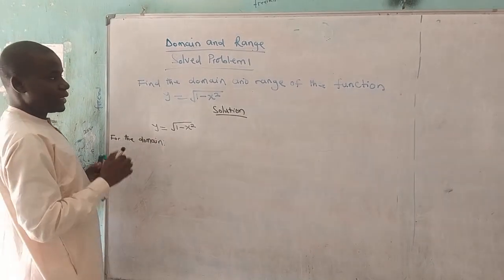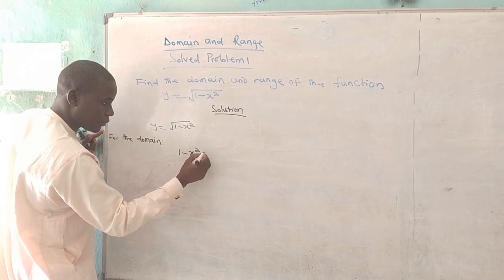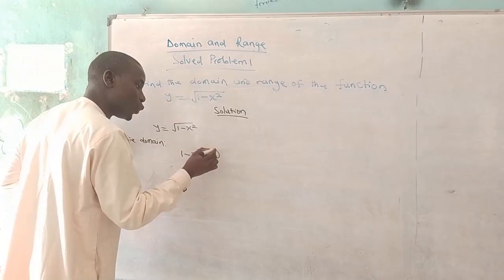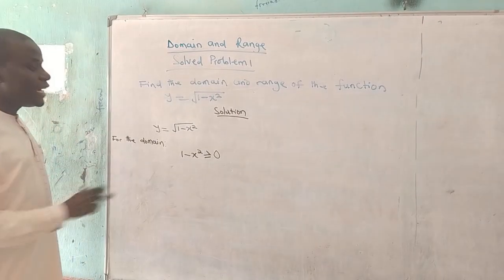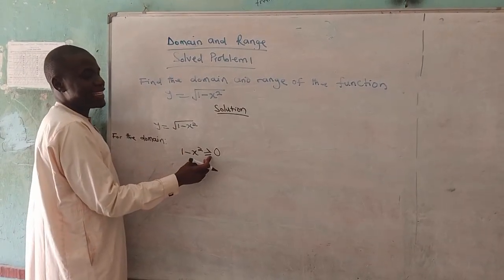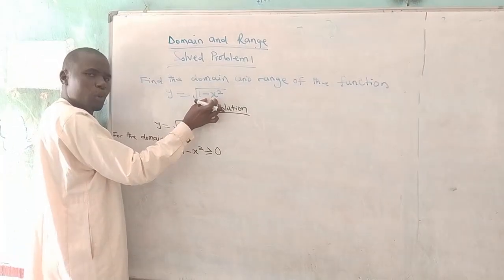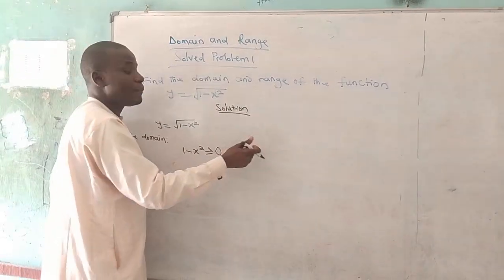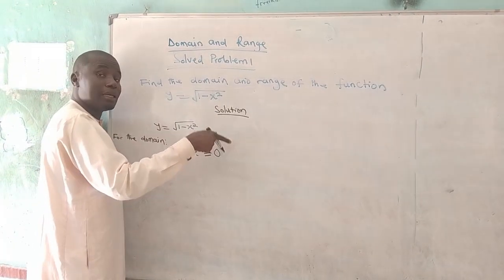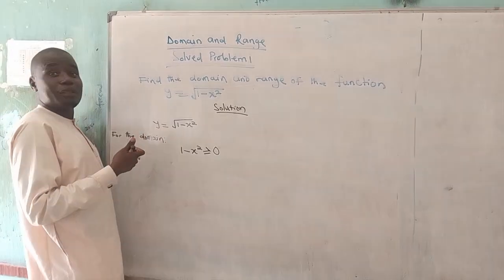Defines for the domain, this 1 minus x squared must be greater than or equal to 0. The thing under the square root must be greater than or equal to what? 0. It is either 0 or greater than 0. That is, it must be positive. If it is less than 0, it is negative.